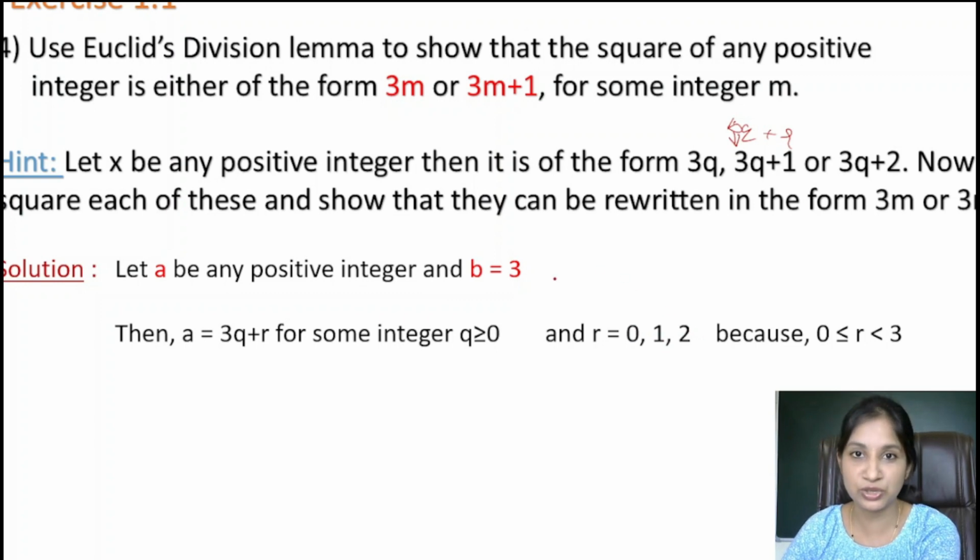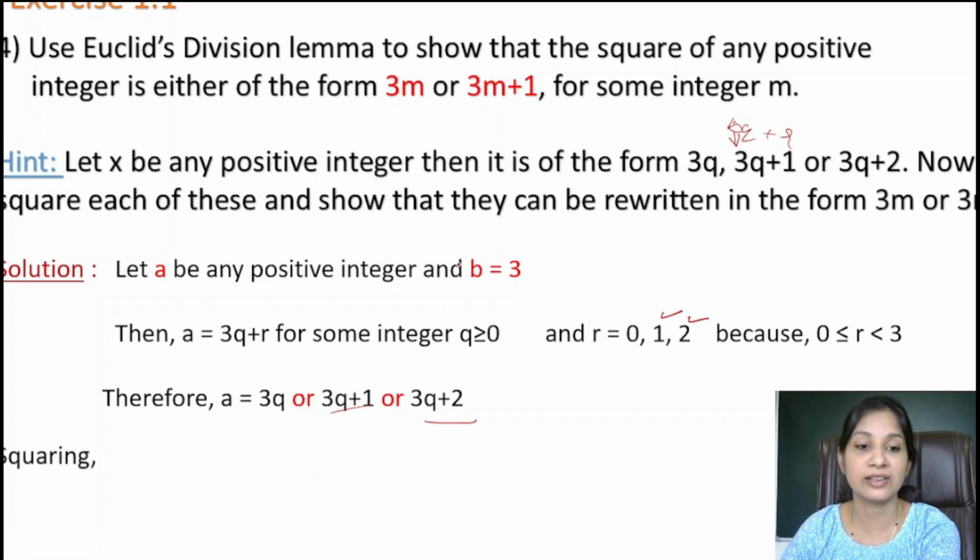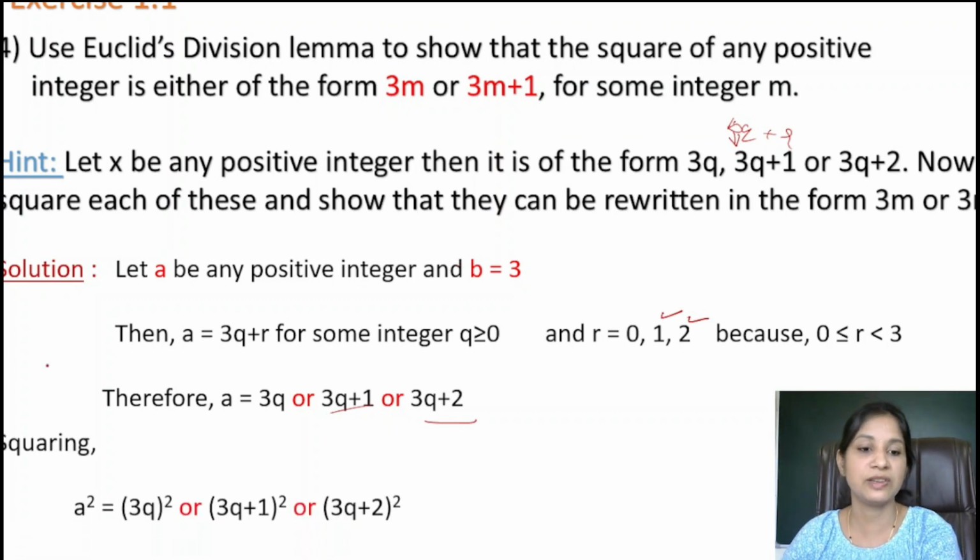We are going to substitute the values, right? So therefore a is equal to 3q, because if we substitute 0 in the remainder place, we can directly write 3q. 3q plus r is nothing but 3q plus 0, which is nothing but 3q, then 3q plus 1, 3q plus 2, substituting 1 and 2 respectively. Now the second step is they are asking for squaring, right? So squaring on both the sides, we will get a square. Okay, a square is equal to 3q square, or 3q plus 1 the whole square, or 3q plus 2 the whole square.